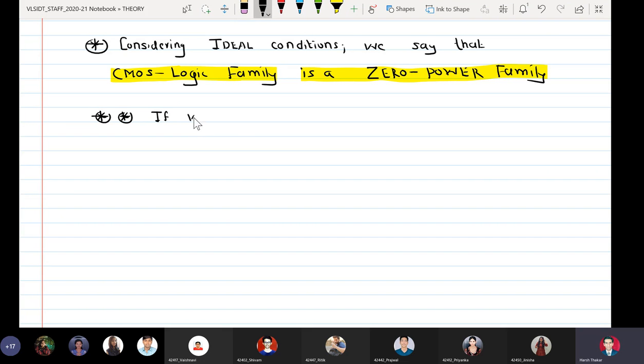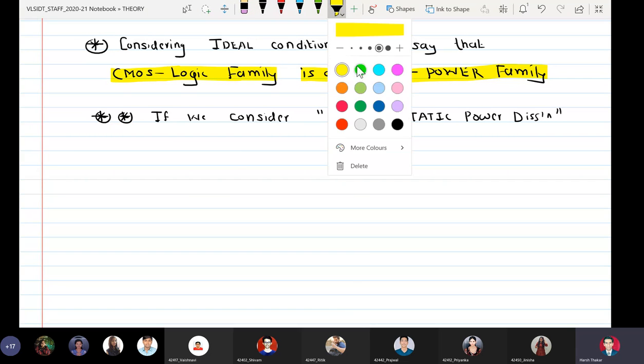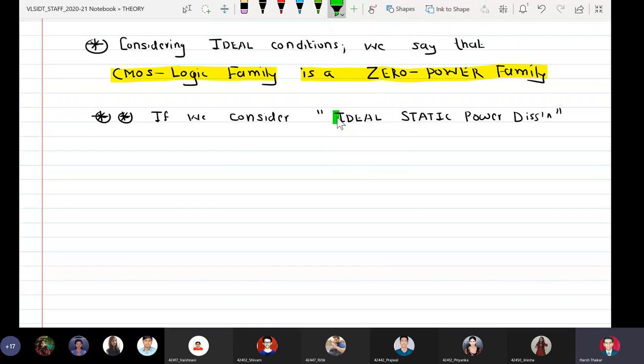If we consider ideal static power dissipation. Okay, if we consider ideal static power dissipation.